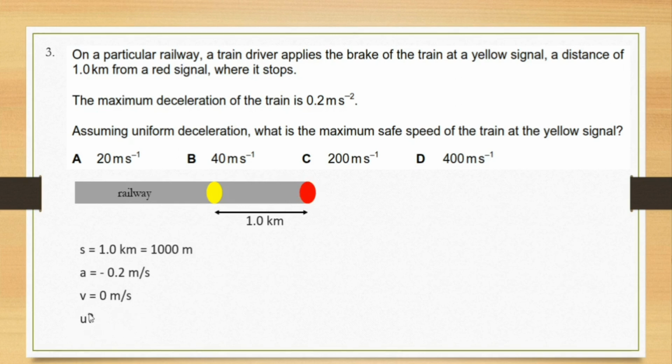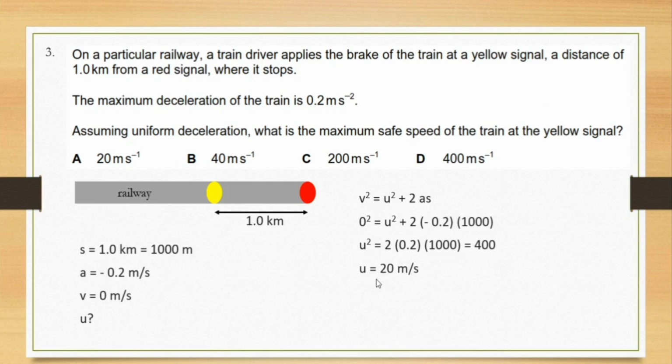So we want to find U. U is the velocity of the train at the yellow signal. Here I'm using this equation: V squared equals U squared plus 2AS. V is equal to 0. U is what we're going to calculate. A is minus 0.2. So you can calculate U squared to be 400, and U is equal to 20 meter per second. So the answer is A.